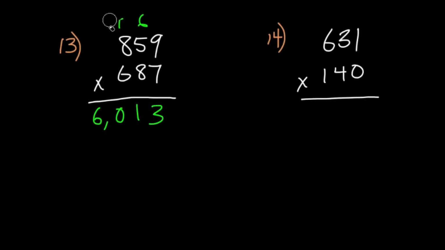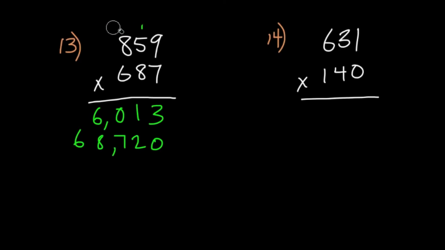I'm going to get rid of these marks. And since I'm multiplying by 80, I put a 0 here, so it's a shortcut, so I can just multiply by 8 now. So 8 times 9 is 72. Carry the 7. 8 times 5 is 40, plus 7, so we get 47. 8 times 8 is 64, plus 4 is 68.